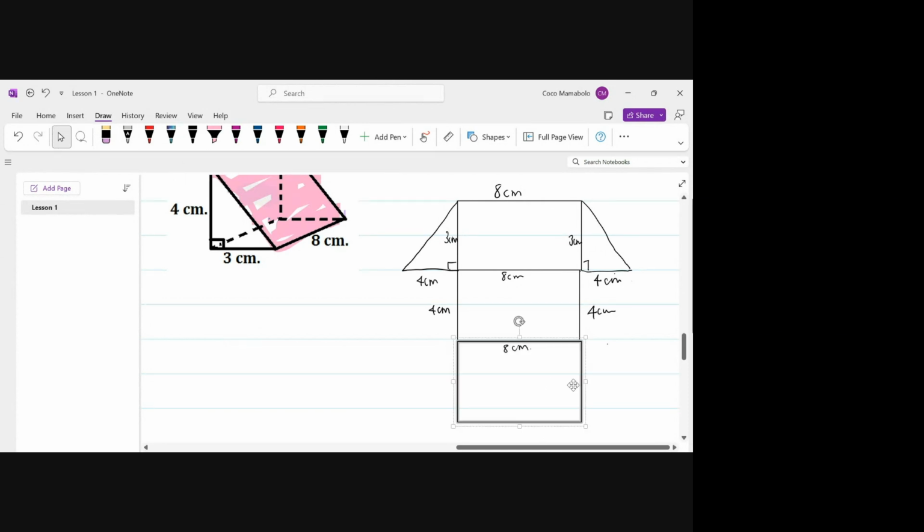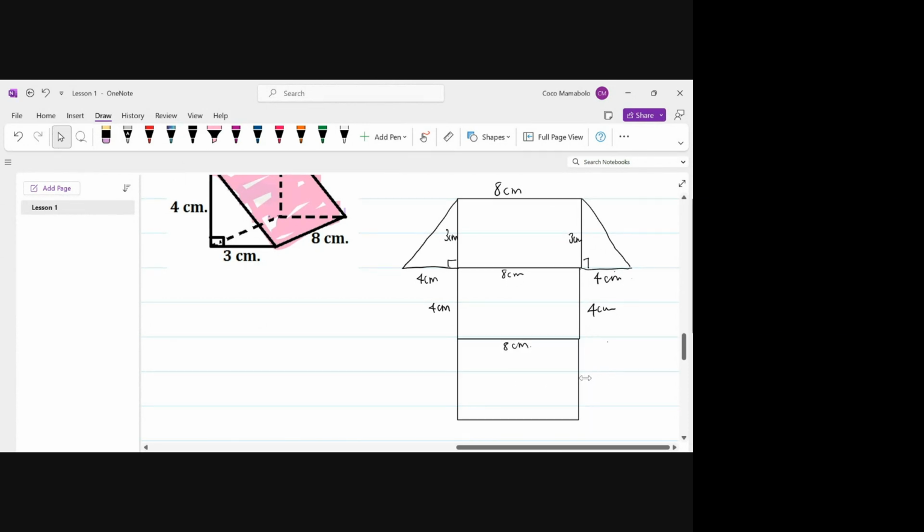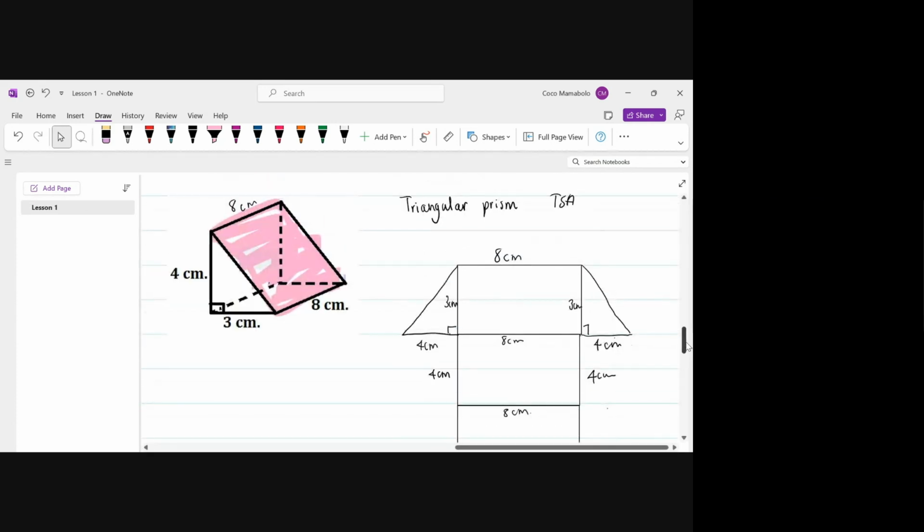However, that's the length of the rectangle. It's going to be 8 centimeters. We can tell that because it's connected to that 8 centimeters over there. The only thing we're not going to be able to find is this length over here.